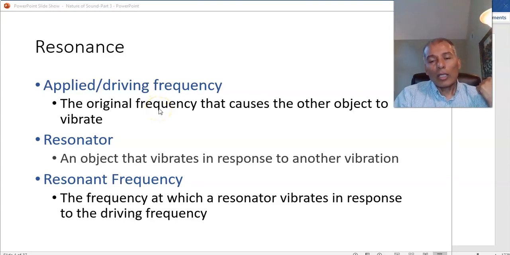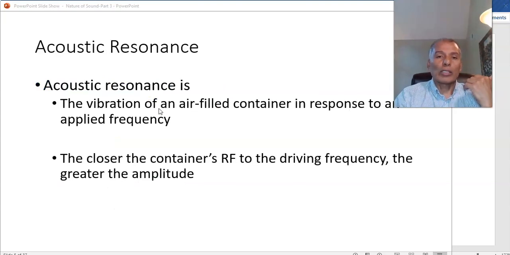So you need to understand these concepts, and you need to really memorize them, the definitions and the concepts. So acoustic resonance is the vibration of an air-filled container in response to an applied frequency. And I mentioned that the vocal folds will produce the applied frequency. That is the frequency that will force the air inside of the entire vocal tract to vibrate. And as a result, that vibration then exits our lips, and it is the vibration that you hear as speech. So the closer the container's resonant frequency to the driving force, the greater the amplitude.